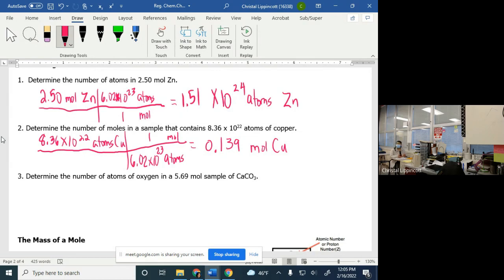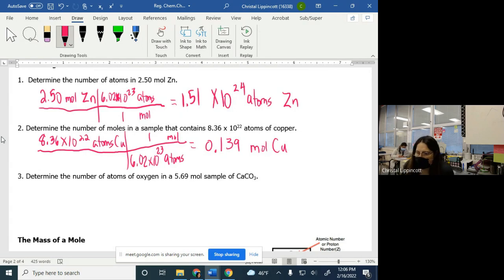Do you see that 8.36? Yeah. That's what determines our sig figs. So that's 3 sig figs. So when we're dividing, we need 3 sig figs in our answer. All right.